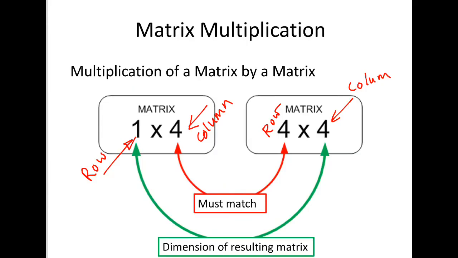And this is just a summary of what we said about multiplication. So you start with a matrix of 1 by 4. You multiply by a matrix 4 by 4. And it's only possible if the number of columns here equals the number of rows here. They must match.